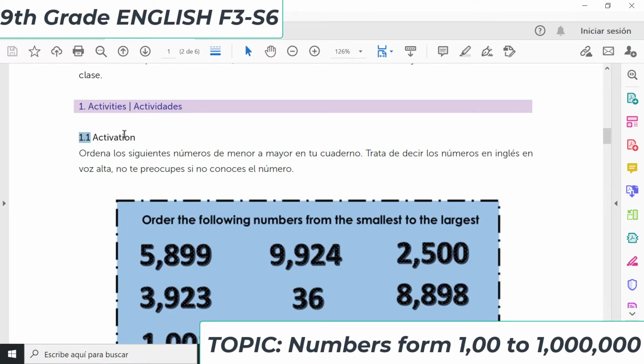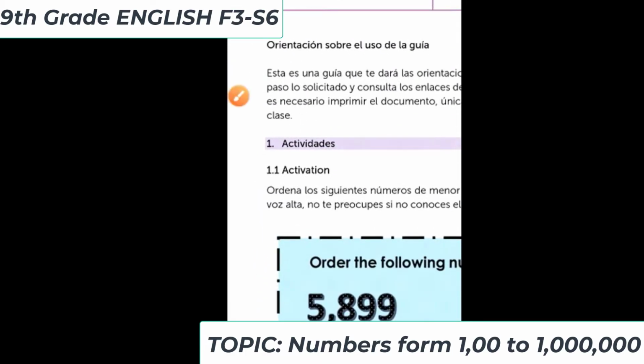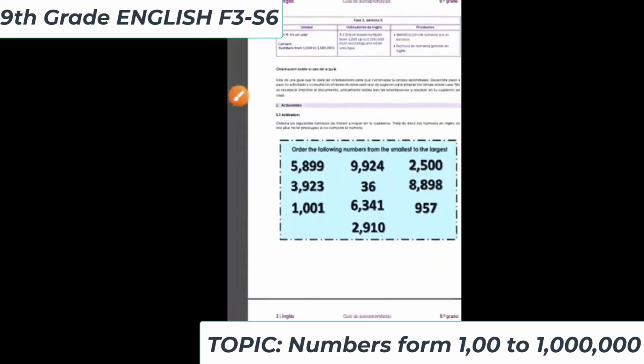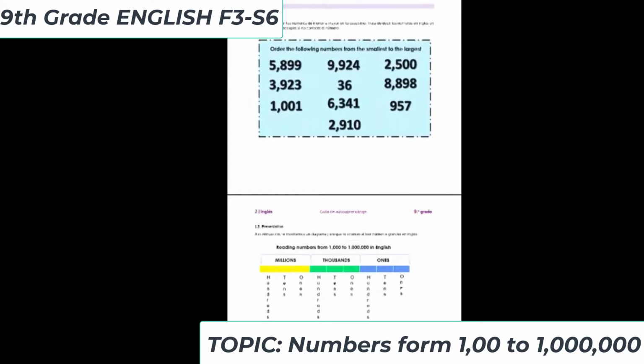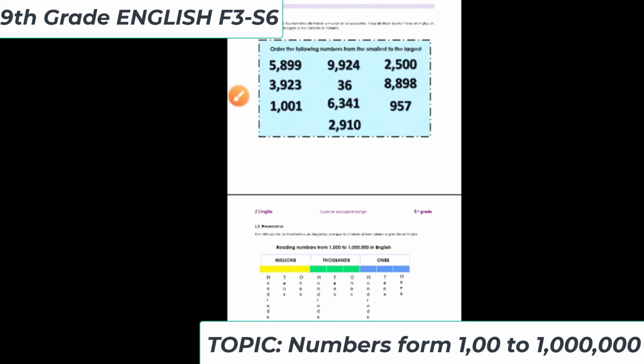Let's start with the activation part. We are going to practice how to write and say the numbers in English from 1000 to 1 million, okay? Let's go first to the activation. Here you have some numbers that you have to order from the smallest to the largest number, okay?